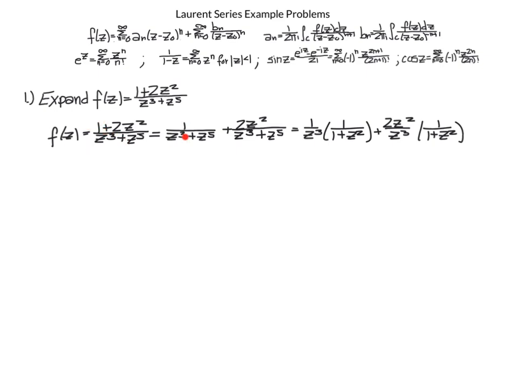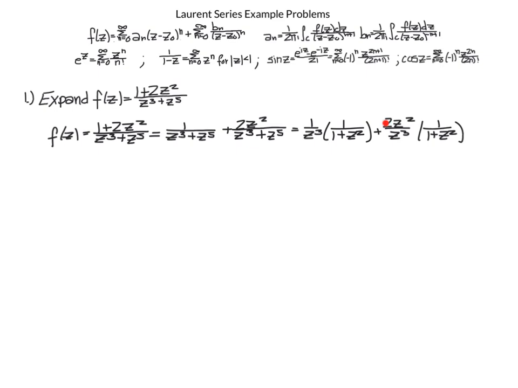I have my 1 over z cubed plus z to the 5th, and then I have my 2 over z squared over z cubed plus z to the 5th. Now I can factor out my z cubed here, so I get 1 over z cubed, 1 over 1 plus z squared, right? My z cubed is fine. If I'm centering around z equals 0, this just becomes another z to some exponent, which we'll combine in later with our summation. Here, same thing.